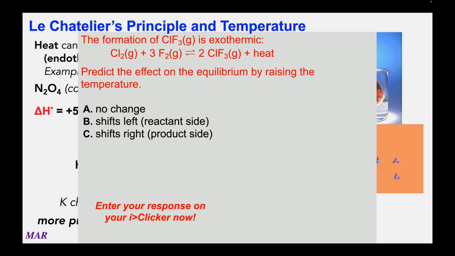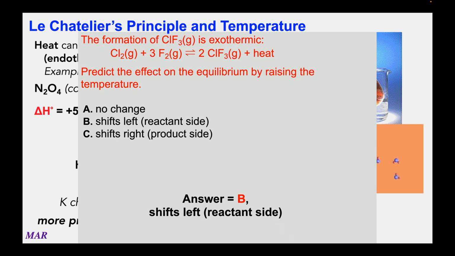And this reaction is going to try and get away from the heat. It's going to try and cool itself down, if you will. So if you're adding a product, the reaction is going to shift to the reactant side, to the left. So we would expect there to be more chlorine and fluorine as you raise the temperature instead of ClF3. That's because this is an exothermic reaction. Endothermic would be the opposite. That's why it's so important to pay attention to the sign of delta H.